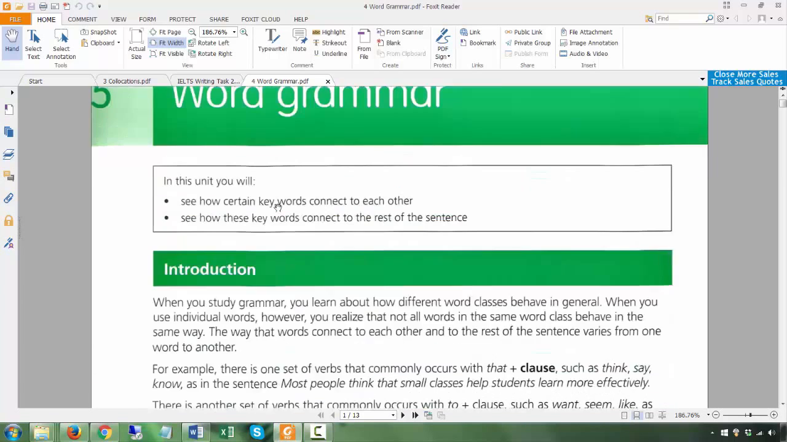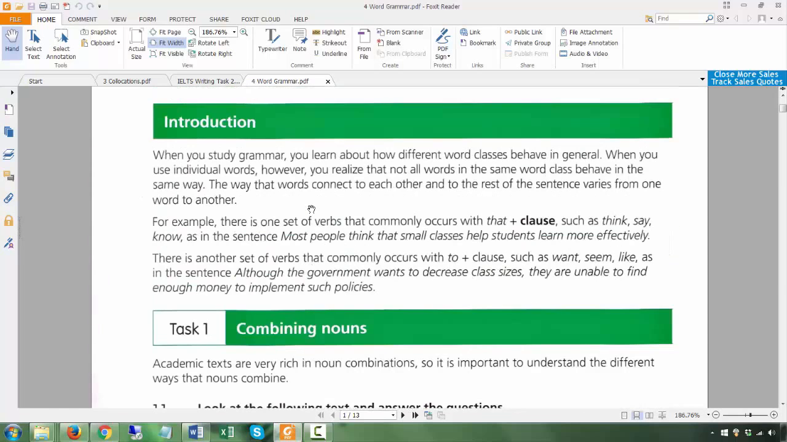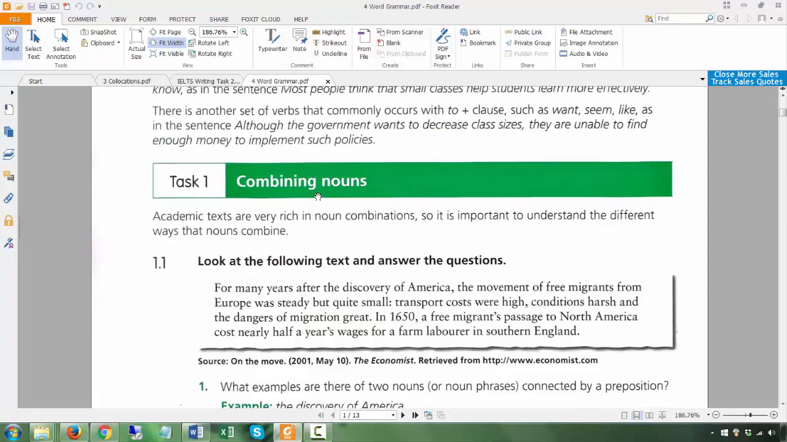But this is a very interesting and a very important area that not many teachers cover and not many students know about. When I teach my students about this area, a lot of them start to understand English a bit better. Okay, so let's start with task 1.